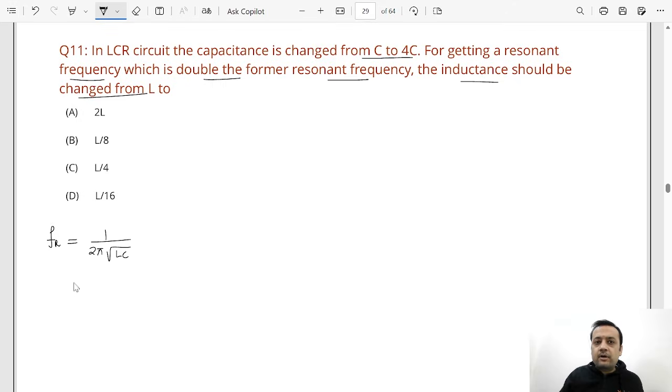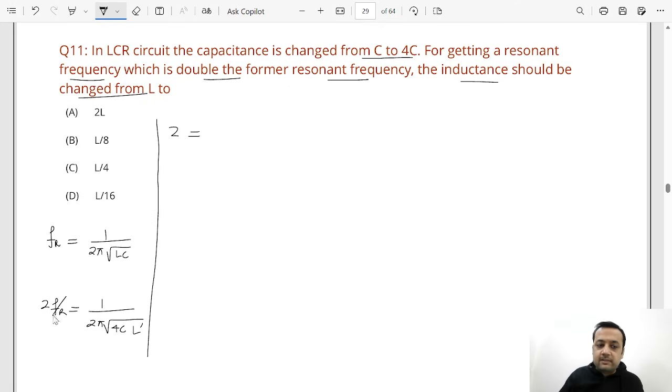Now, we want the resonance frequency to be double of former. So that means the new resonance frequency should be 2fr. And what has been done to the capacitance? Capacitance has become 4C. So the new inductance, let us say it becomes L dash. So if I divide the second equation by the first equation, LHS will become 2, the 2 pi will cancel, C will cancel. So on the RHS, what we will get?